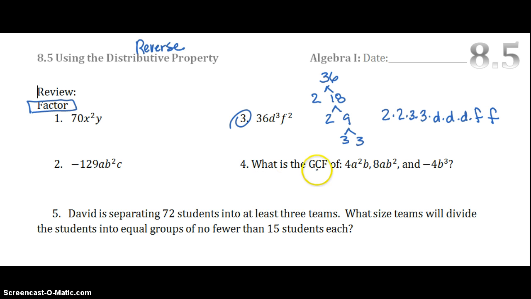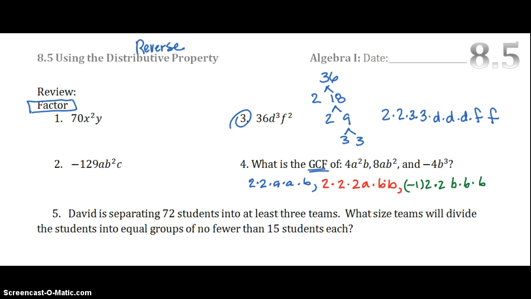And then number 4 says, what is the greatest common factor of 4a squared b? So that would be 2 times 2 times a times b. Then the second one, 8ab, would be 2 times 4, which is 2 times 2 times 2 times a times b. And then the third one would be -1 times 2 times 2 times b times b times b.